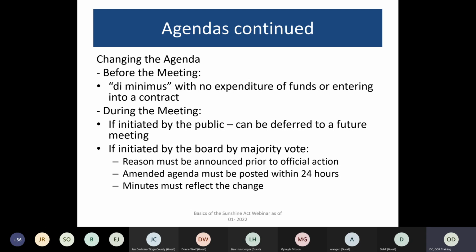Now if we change the agenda, then the amended agenda must be posted on the website, on the Facebook page, at the meeting site within 24 hours after the public meeting has adjourned. And that begs the question, how long does the posting need to stay up? We don't know. The Sunshine Act doesn't address that.